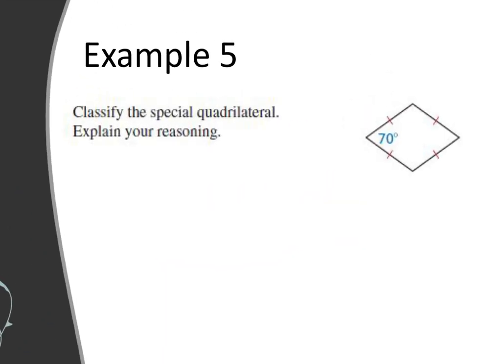Now, I want you to classify this special quadrilateral and explain your reasoning. Be as specific as possible. What shape are we dealing with here? That's a diamond. What kind of shape is this, and can you explain? Zoe? You think it's a rhombus. Be certain in your answer. Zoe, why do you think it's a rhombus? Very good. All the sides are congruent.